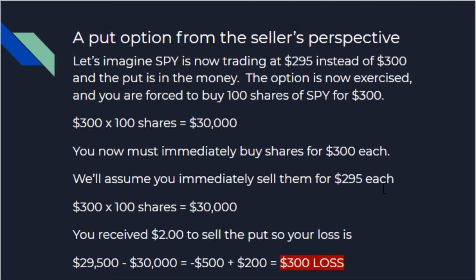So you're going to have what you paid, which is the 300 times 100 shares equals $30,000. And then you're going to receive $29,500, which is going to be 295 times 100 shares. So what you received minus what you paid is going to give you a negative $500 balance, but you received $2 to sell that put. So your actual loss is only going to be $300.